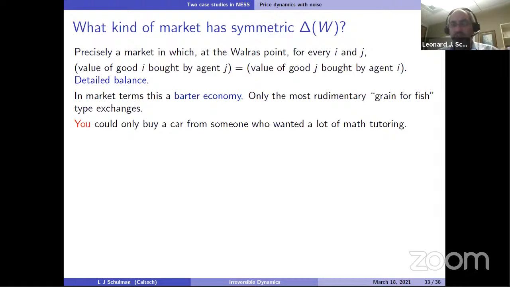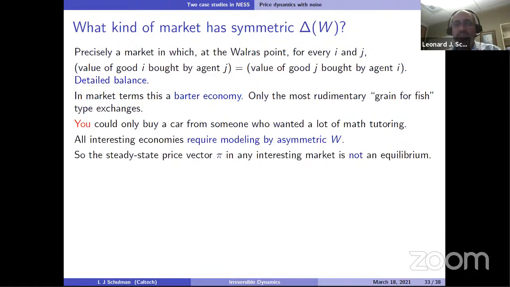It's a really critical technology, money, and that's because, and here I've made my point, I hope, that people like you who are listening to this lecture, if it weren't for money, if it weren't for the possibility of counter-circulating goods and money, you could only buy a car from someone who wanted really a lot of math tutoring, a lot. Okay, and you could never be a car dealer in a university town, because how much math tutoring can you take? You can't build an economy this way.